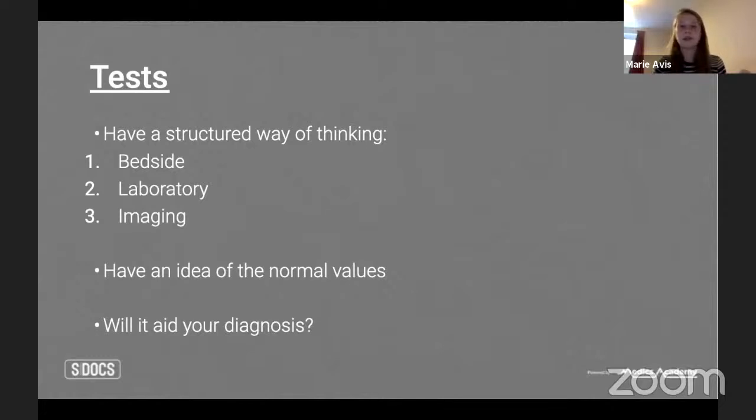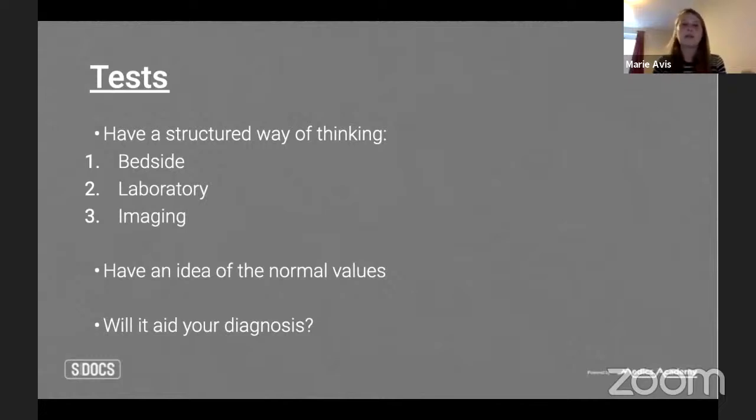Another point is to have an idea of the normal values with your tests. So have an idea of what normal hemoglobin is, what a normal CRP is. So when you do then get your results back, you can say, actually, this one's abnormal quite quickly without having to flick through or look it up on your phone or something like that.